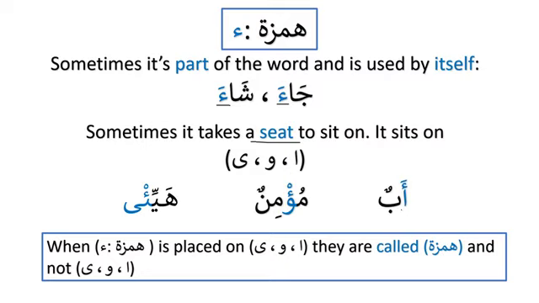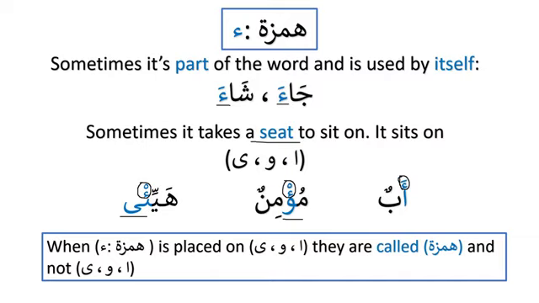As we can see over here, it is sitting on alif, so it is like abun, father. Then over here, it sits on waw, which is mu'minun. So here again, it is sitting on waw. And next is hayy, a verb which means to facilitate, in Surah Al-Kahf. So hayy. And now we can see over here that it is sitting on ya. So it sits on alif, waw, and ya.